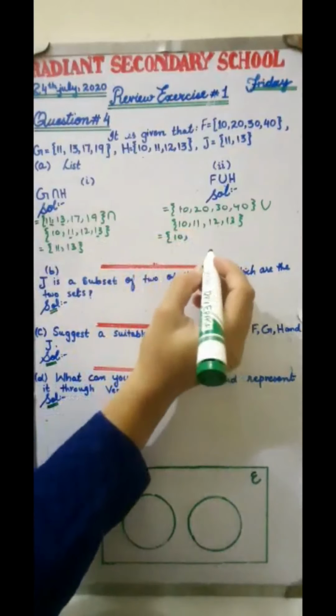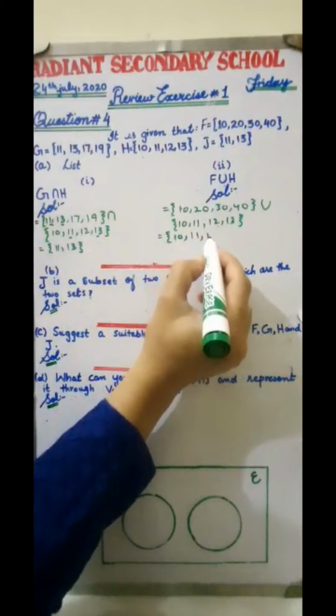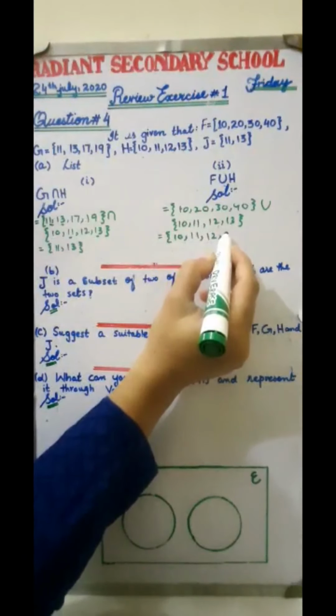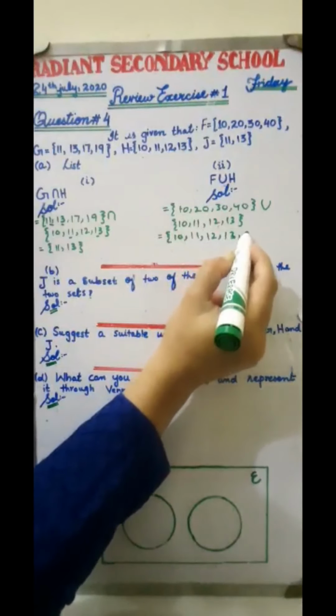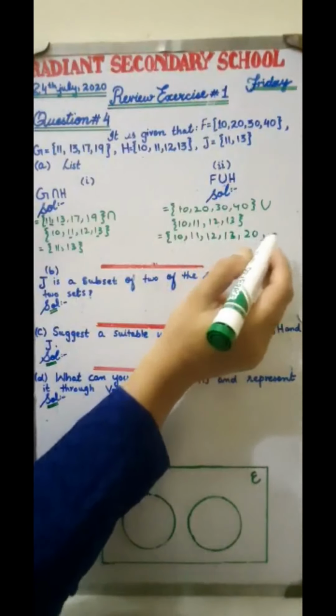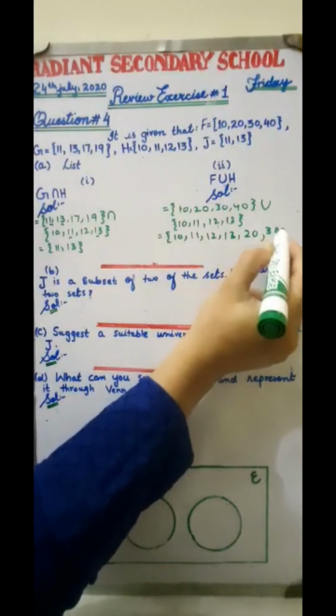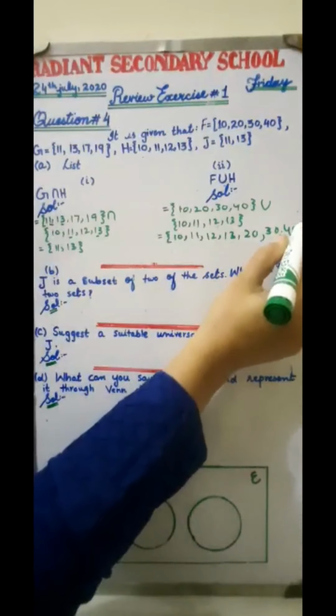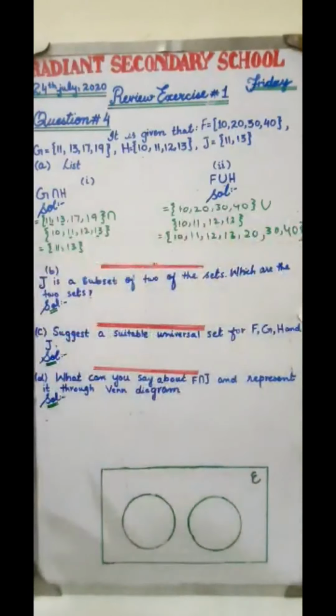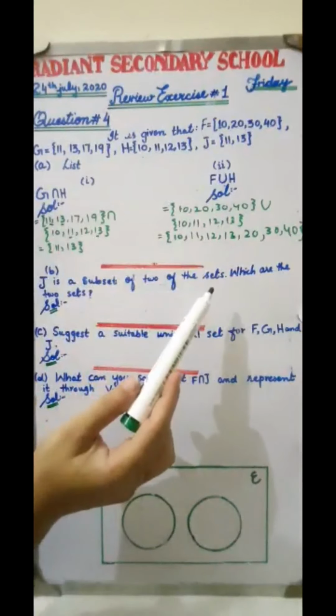10, 11, 12, 13, 20, 30 and 40. This is the union of F and H. Now come to part B. In part B, J is a subset of two of the sets.